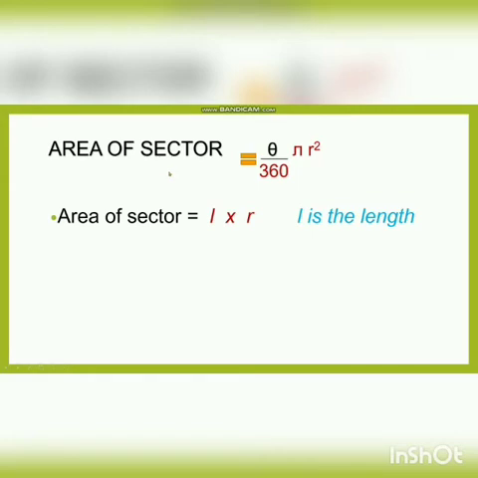To calculate the area of a major sector, the formula is: subtract the area of the minor sector from the whole area of the circle. So the area of a major sector is equal to the area of the circle minus the area of the minor sector.